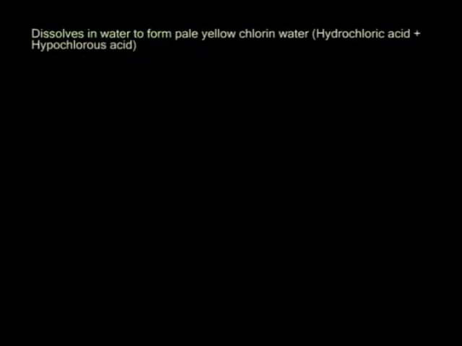When bubbled through water, chlorine dissolves, forming a pale yellow solution called chlorine water. Some of the chlorine reacts with the water to form a mixture of hydrochloric acid and chloric 1 acid, also called hypochlorous acid. When exposed to sunlight, oxygen is liberated.